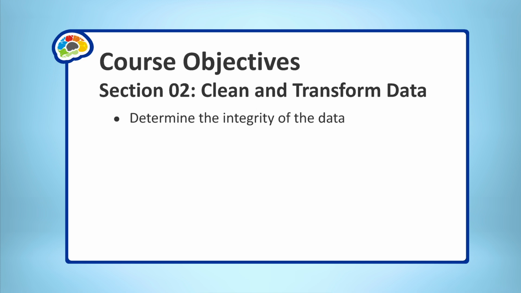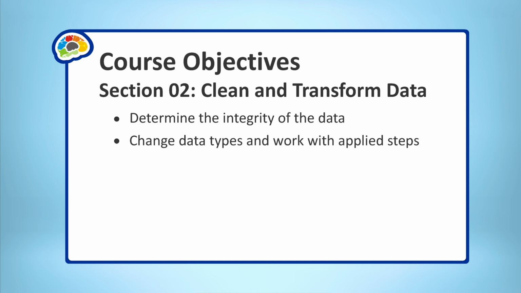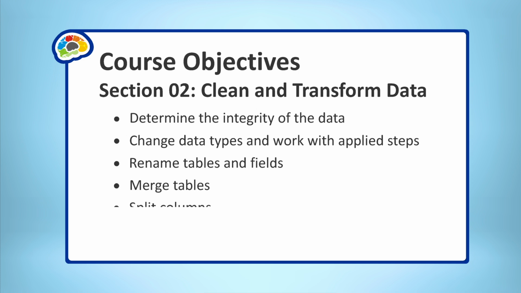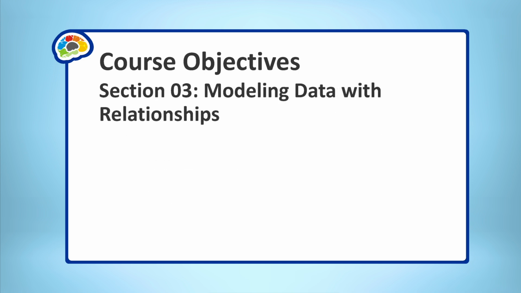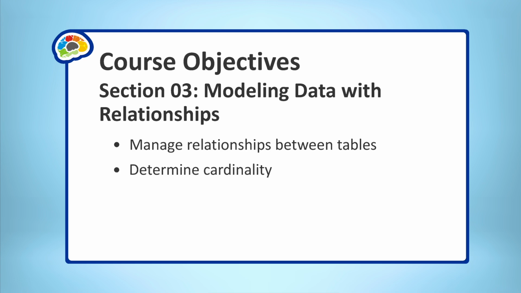First, we'll determine the integrity of the data by previewing the column quality, distribution, and profile. Then we'll change data types and work with applied steps. From there, we'll transform the data by renaming tables and fields, merging tables, splitting columns, and unpivoting tables. In our last lesson, we'll manage relationships between tables and determine cardinality.